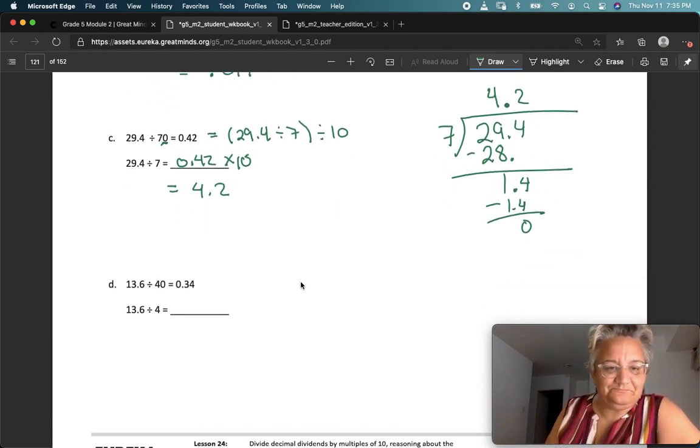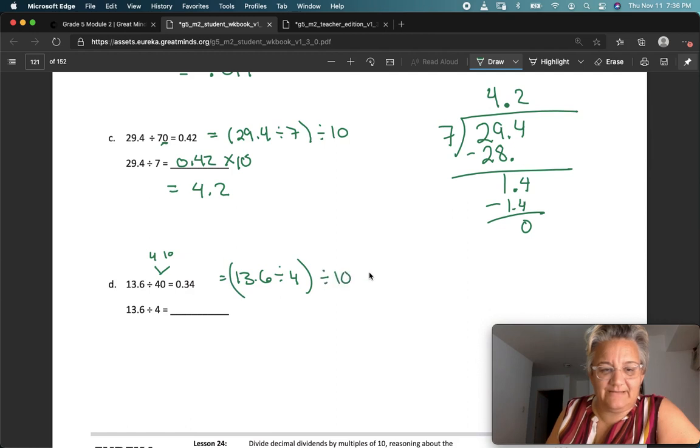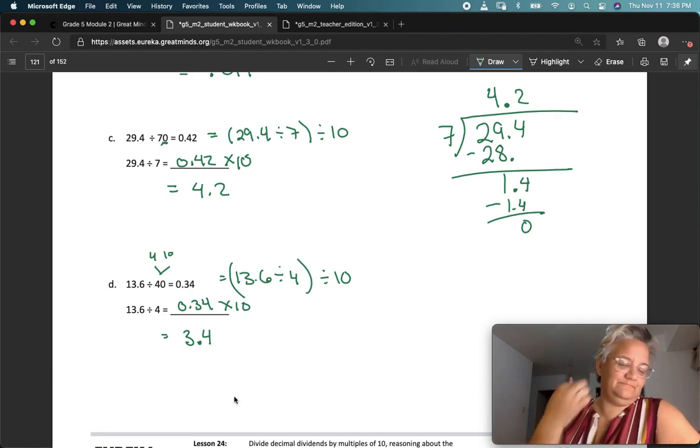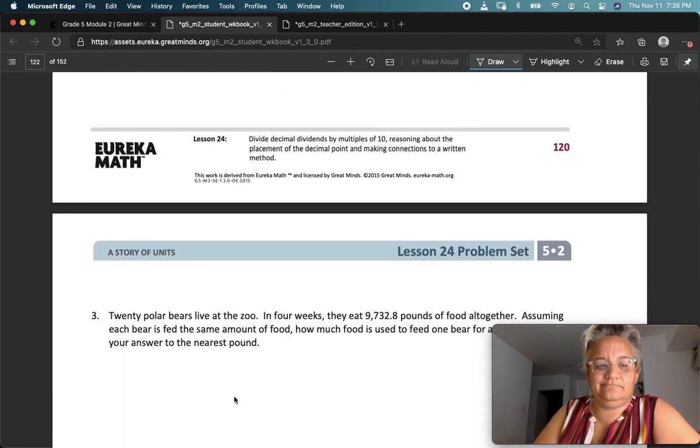Same thing here. Really what they're saying, we're going to split that into 4 and 10. They're saying here is 13.6 divided by 4 divided by 10 equals 34 hundredths. Okay, so this one is going to be 34 hundredths times 10, right? Because we're moving the decimal place over 1. 3 and 4 tenths. Okay. Number 3.